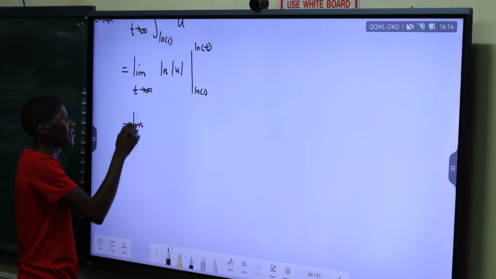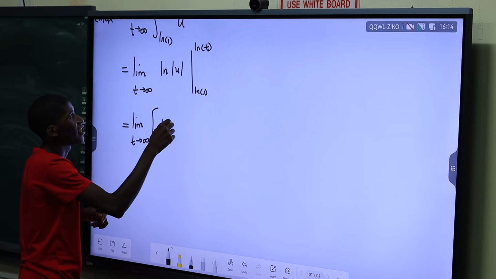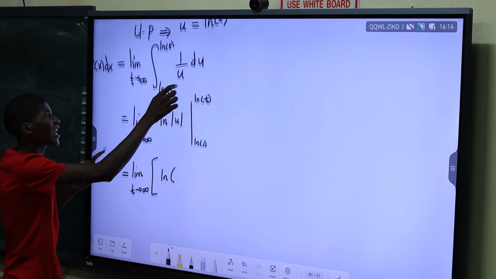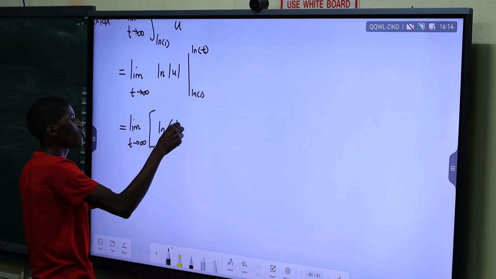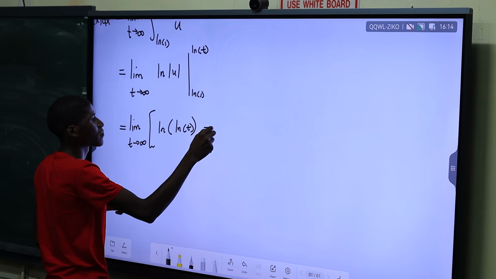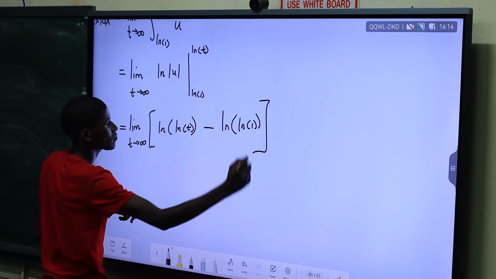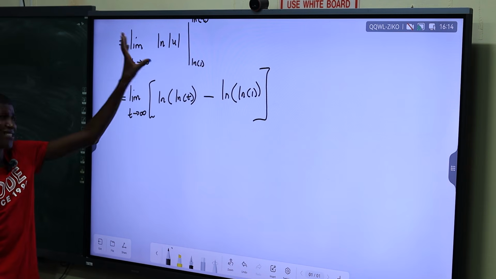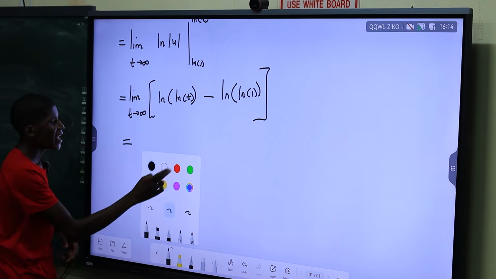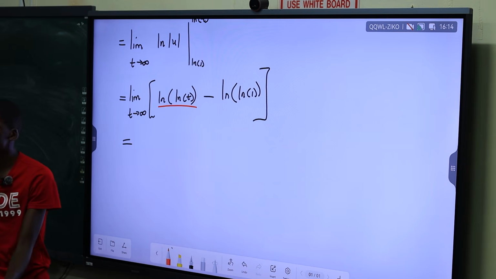So this is going to be the limit as t approaches infinity of ln of the absolute value of u. So where there was u, I'm going to put ln t. So where there is u, I put ln t, minus the lower bound, which is ln 1. I won't spread the limit, you must expand the limits, but you guys will do it. Let's just evaluate it. The limit as t approaches infinity of ln t. What is the limit of ln t as t approaches infinity?